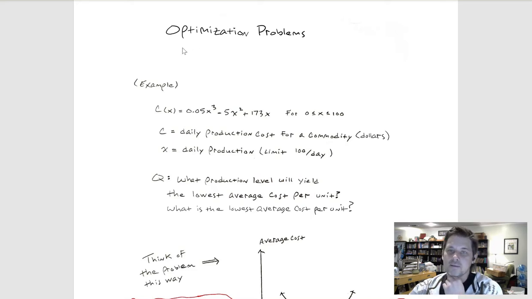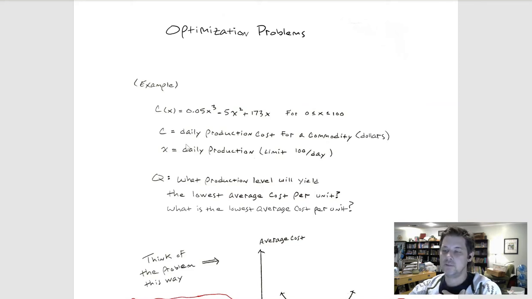Okay, now these are called optimization problems. By optimization, you can think of it that we want to maximize or minimize something. So rather than explain all the forms that question can take, I'll just show you this one example, and then you can probably use your imagination from there.